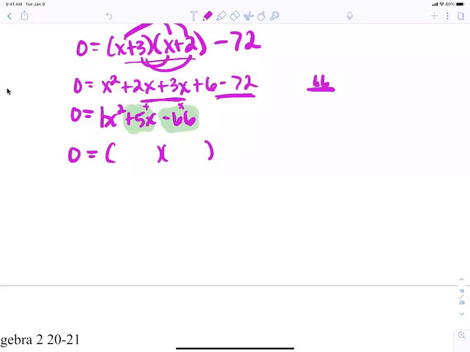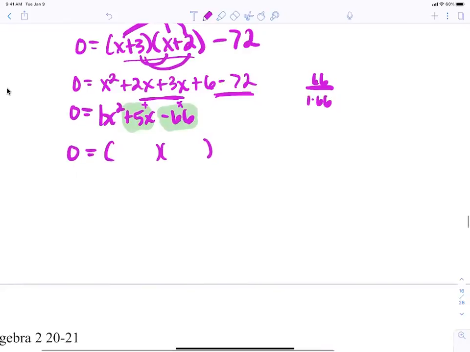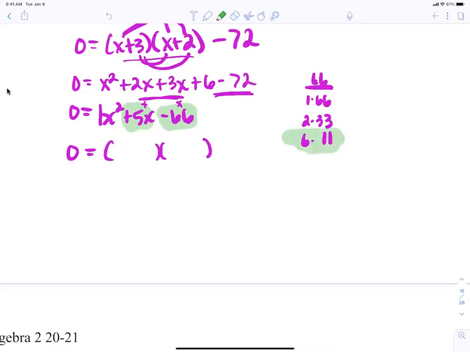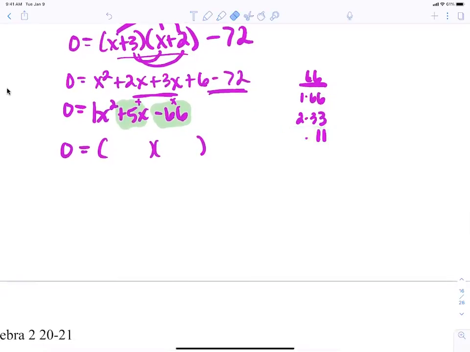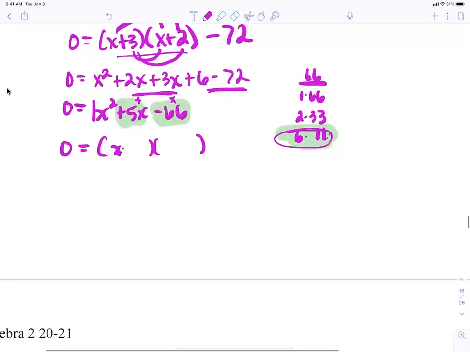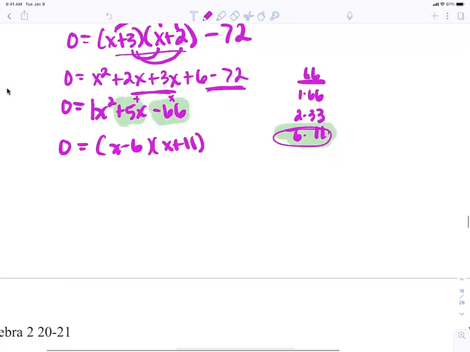We have to go through and find all the factors of 66. So out of all the factors, we could obviously do 1 and 66. There's a lot of them. I could do 2 and 33. Obviously, none of those give me anywhere close to 5. So if you look at all the factors of 66 that could possibly get you to 5, the only one that ends up working is 6 and 11. And if I want to get a +5 by adding and a negative by multiplying, that just tells me that the 6 has to be negative. And these 2 are my final answers. It's going to be x minus 6 and x plus 11.